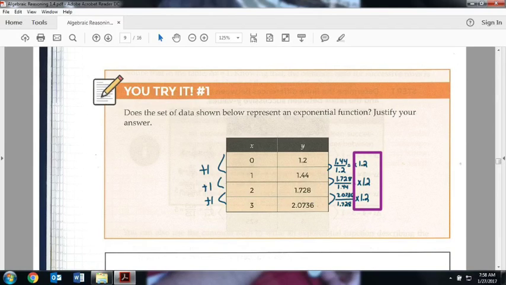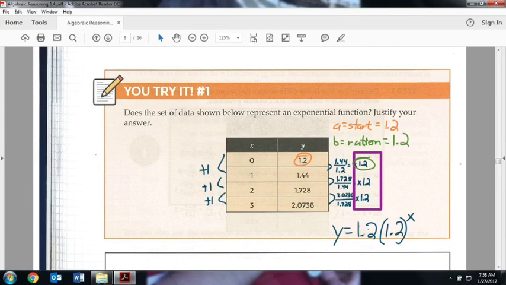So, here we go. Your A value, remember, A is your start. A equals the start, and in this case, the start is 1.2. B value equals the ratio, so in this case, it's also 1.2. So we're going to write it like this: y equals 1.2 times 1.2 to the x.